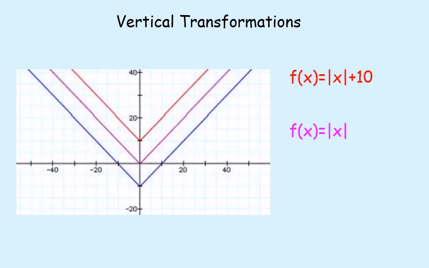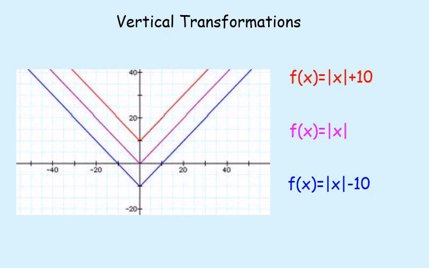So first of all, vertical transformations. I have three different vertical transformations drawn here on the graph, and these are absolute value. The top one is absolute value of x plus 10. The middle one, which is the parent function, is absolute value of x, and the bottom one in blue is absolute value of x minus 10.